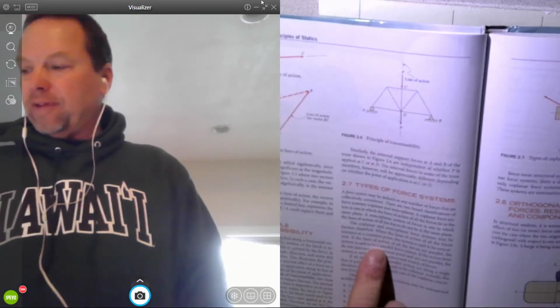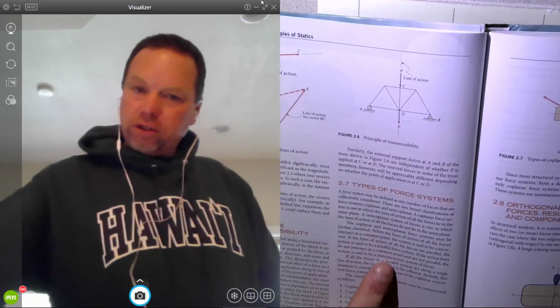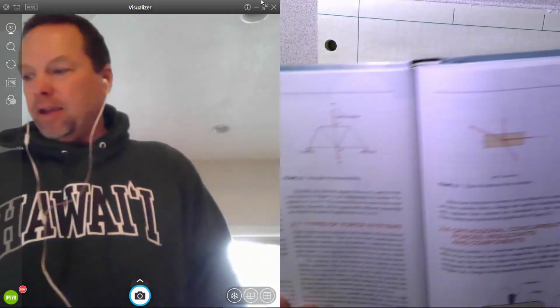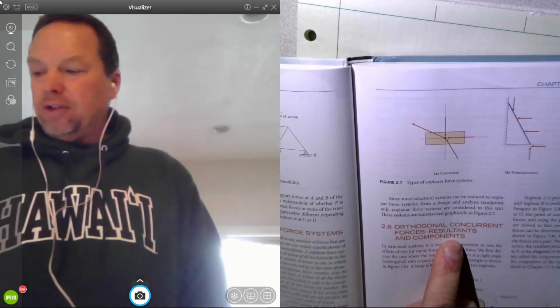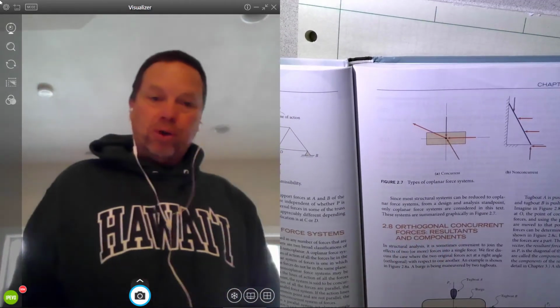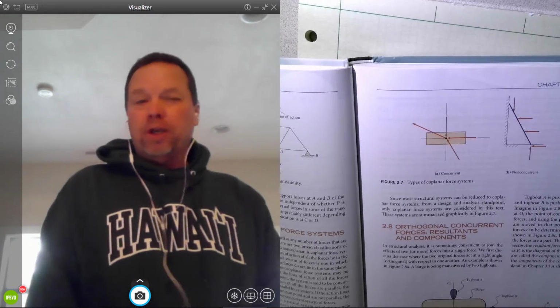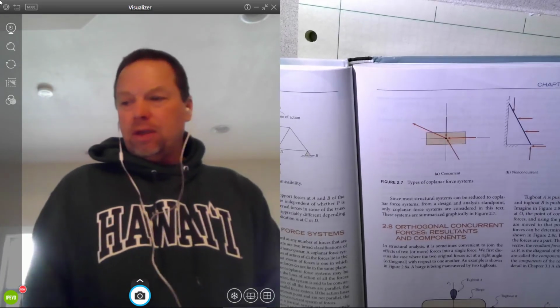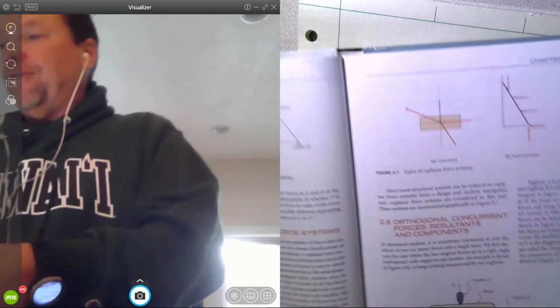Types of forces, this really just is terminology. You can read through that. And then we finally get into the components of forces, which is really where I want to get to today. So let's talk about it. Let's talk about forces.